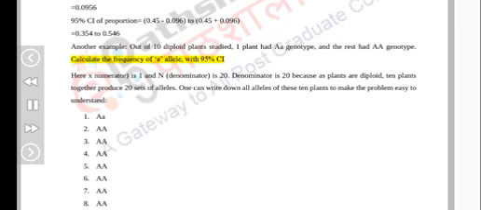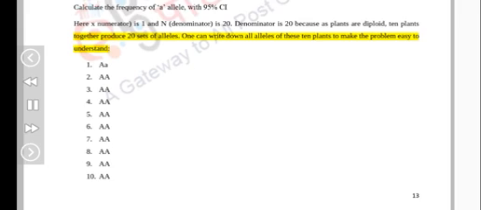Another example, out of 10 diploid plants studied, 1 plant had Aa genotype, and the rest had AA genotype. Calculate the frequency of a allele with 95% CI. Here x numerator is 1 and n denominator is 20. Denominator is 20 because as plants are diploid, 10 plants together produce 20 sets of alleles. One can write down all alleles of these 10 plants to make the problem easy to understand.